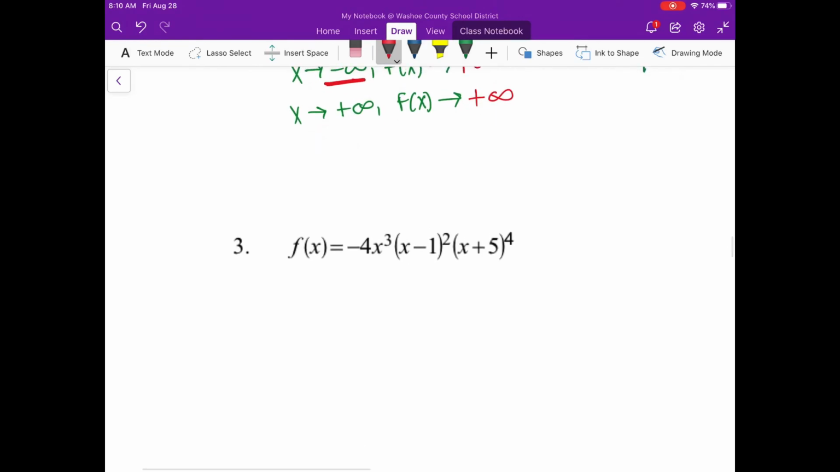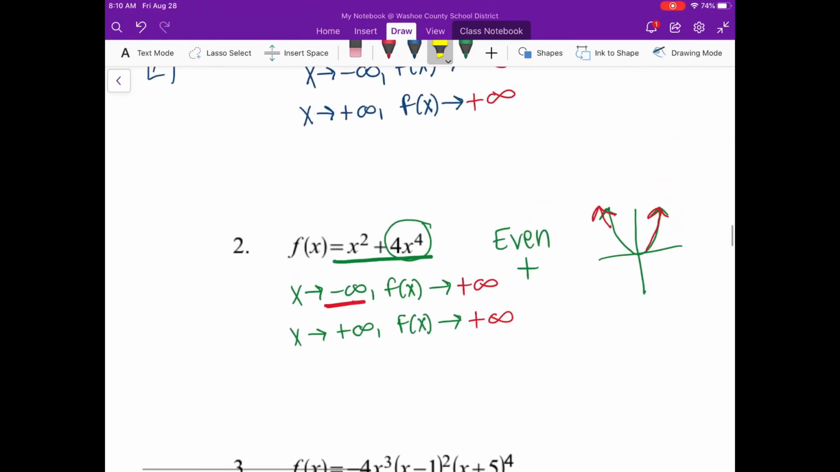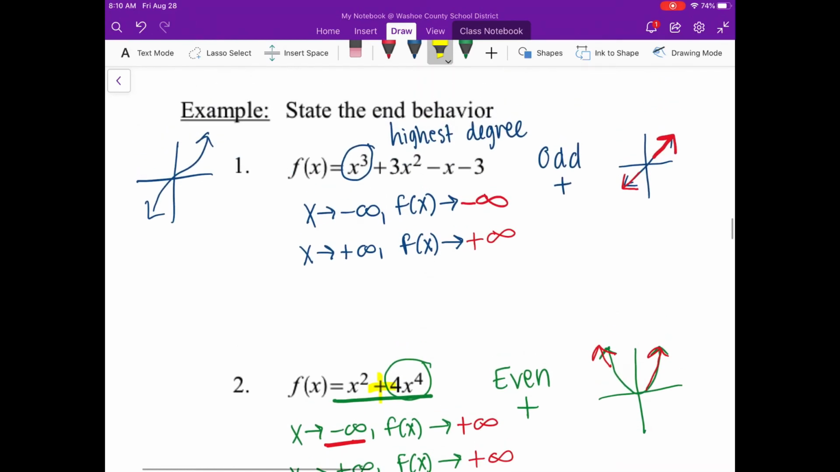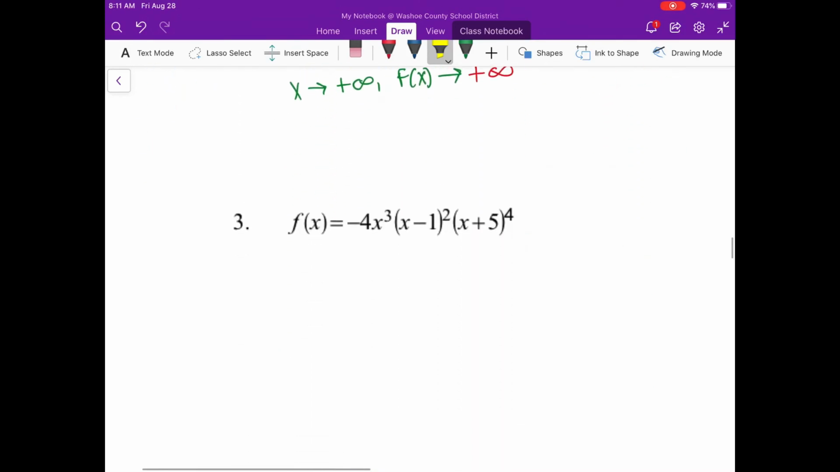All right, this last one is kind of tricky because it can get a little bit confusing. So let me go back and show you the difference between the last two and then this last one, okay? So in my number 2, there is a plus sign separating my terms. Okay, so I have x squared and then plus 4x to the fourth. And then for number 1, again, I have term separated by plus, term separated by minus.